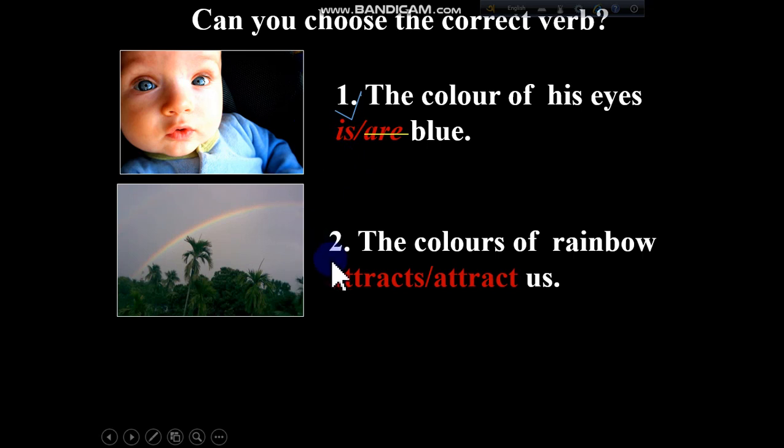And here you can see, the colors of the rainbow attracts us or attract us. What will be the correct answer? As you know, colors, the subject, is plural, so you must follow the rule of plural number. That means if the subject is plural, then you should not use any s or es with the verb. That's why the answer should be attract, not attracts.